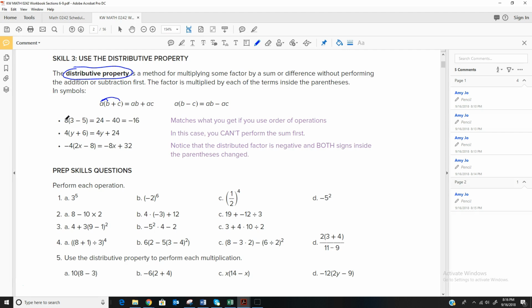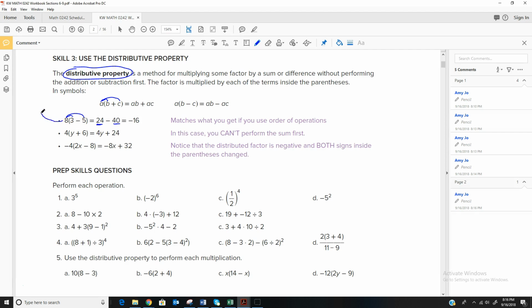So for instance, if I have an 8 in front, I could take 8 times 3 and then 8 times 5, and I could subtract those. So 8 times 3 minus 8 times 5. 8 times 3 gives us the 24. 8 times 5 gives us the 40, and we get negative 16.